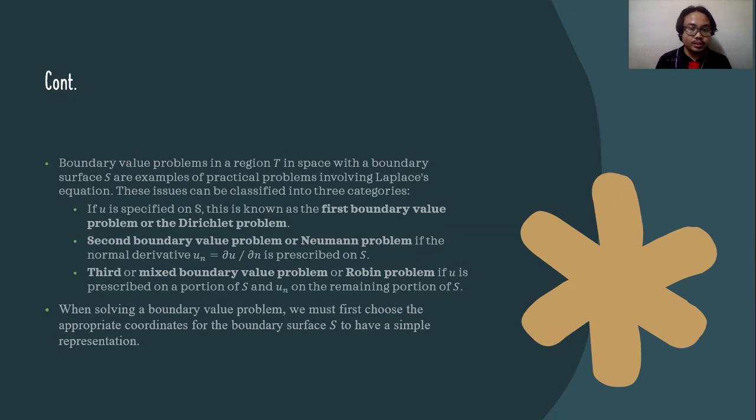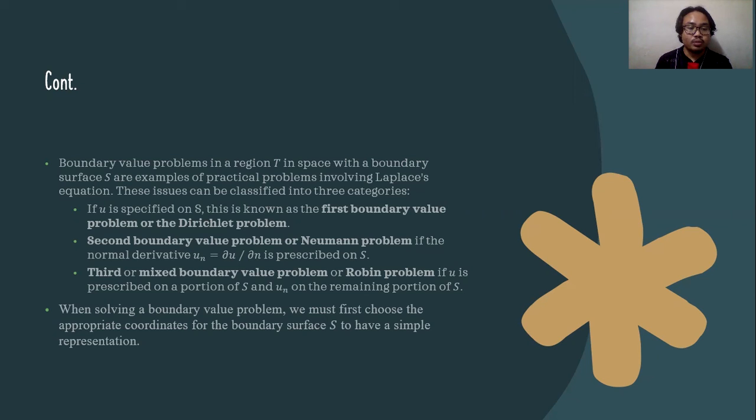Boundary value problems in a region T in space with a boundary surface S are examples of practical problems involving the Laplace equation. These can be classified into three categories. If u is specified on S, this is known as the first boundary value problem or the Dirichlet problem. The second boundary value problem or Neumann problem is when the normal derivative u_n, equal to the partial derivative of u divided by the partial derivative of n, is prescribed on S. The third or mixed boundary value problem, or Robin problem, is when u is prescribed on a portion of S and u_n on the remaining portion of S.